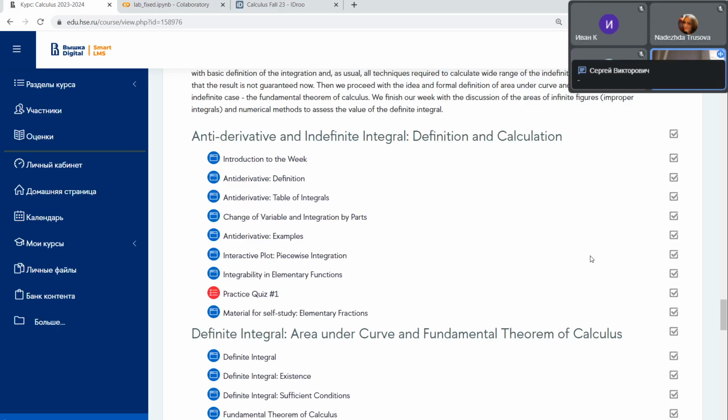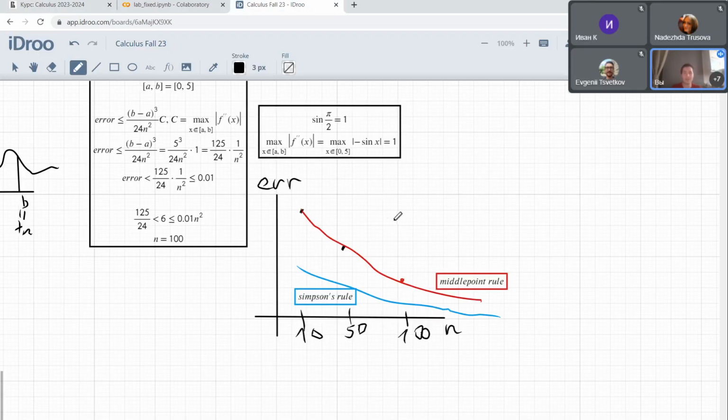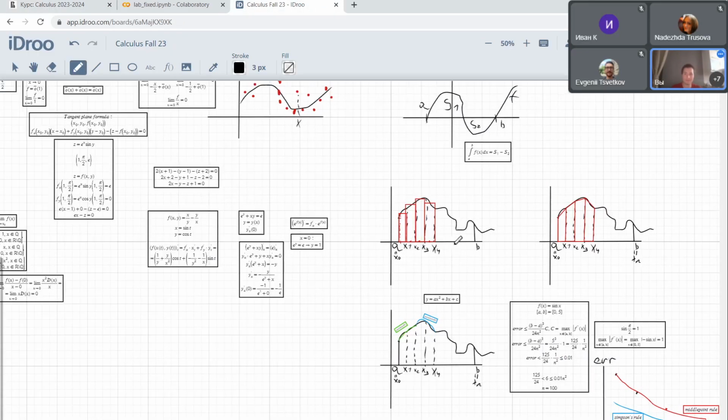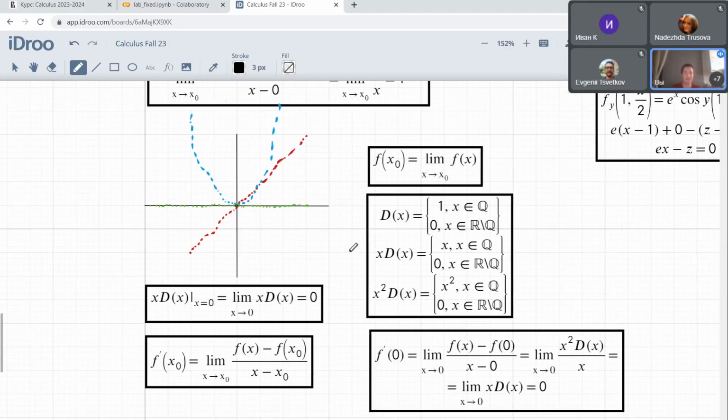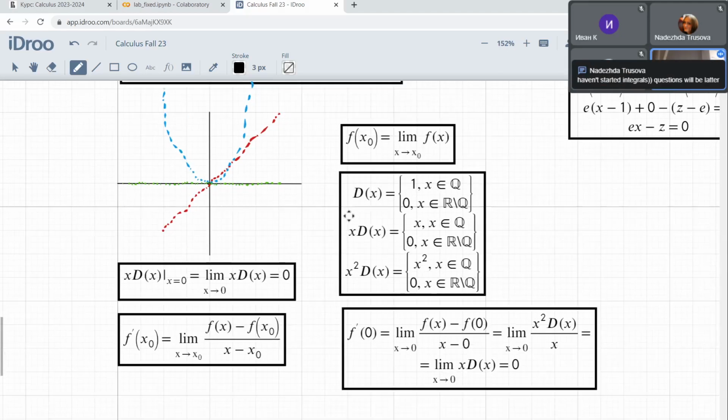So, as usual, I prefer to talk about interesting, simple, or maybe not simple, things. Like in the previous time, we discussed, as a part of extra material, a function that has differentiability only at one point. Questions will be later. Okay, I understand you.